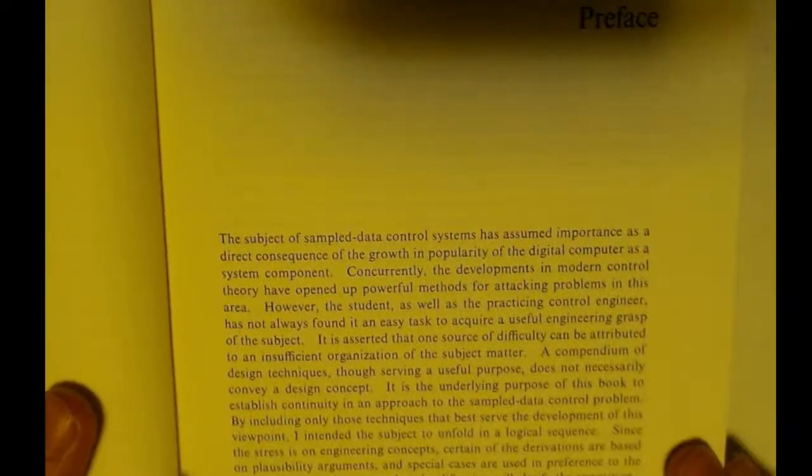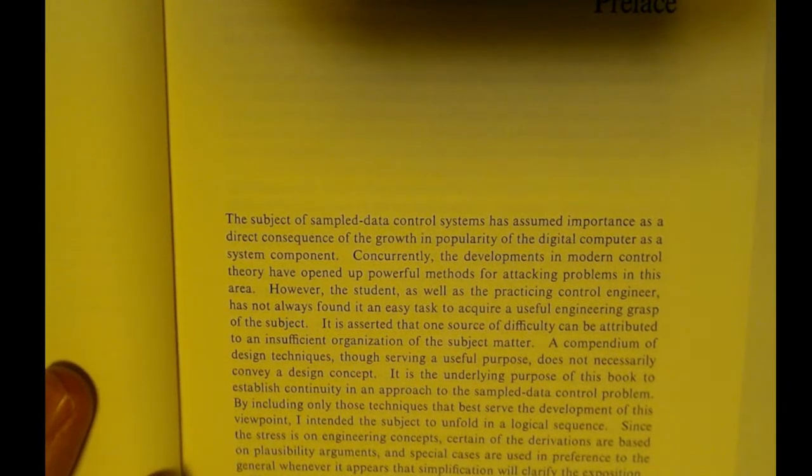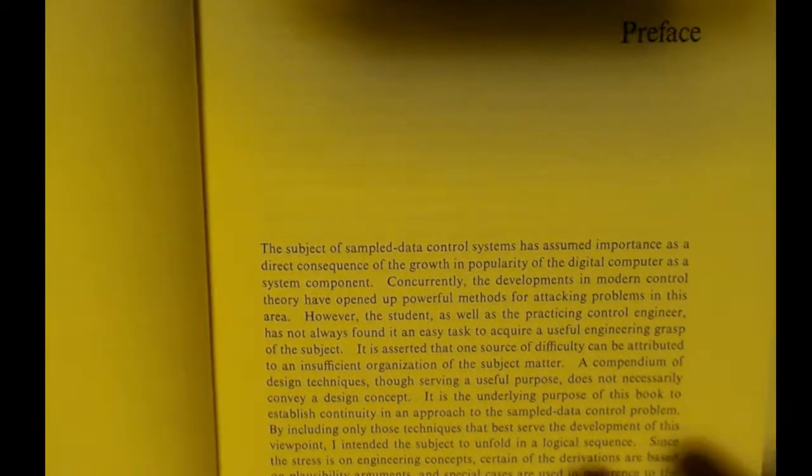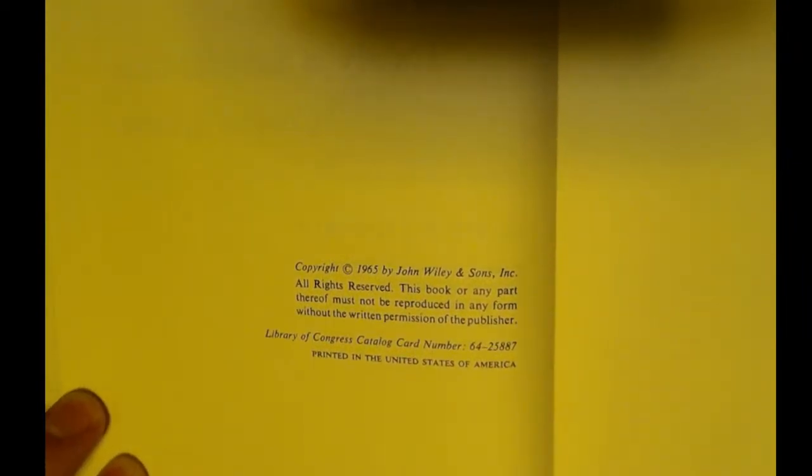In fact, if you take a look at the introduction to the book, let me just find it here. "The subject of sample data control systems has assumed importance as a direct consequence of the growth and popularity of the digital computer." In other words, we need controls with computers. And computers sample data, there is quantization, there is time delay. These are all things that I wish I had understood better in controls, and I just want to point out briefly that this book is from 1965.